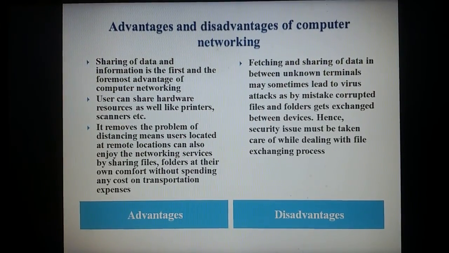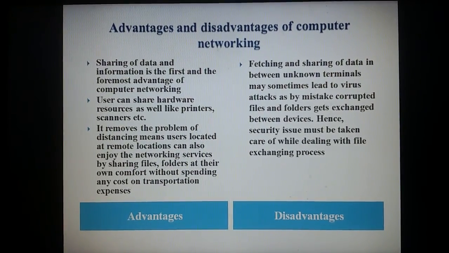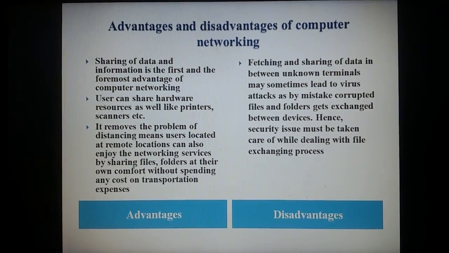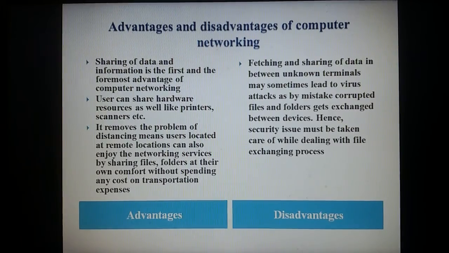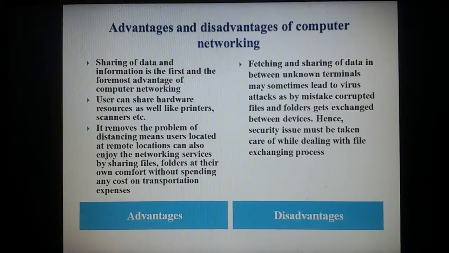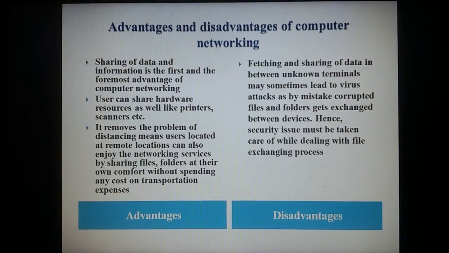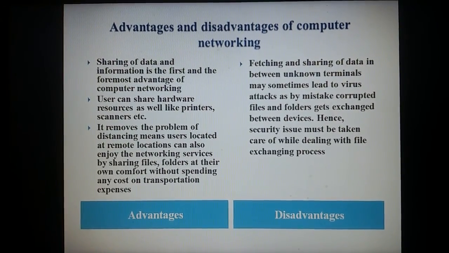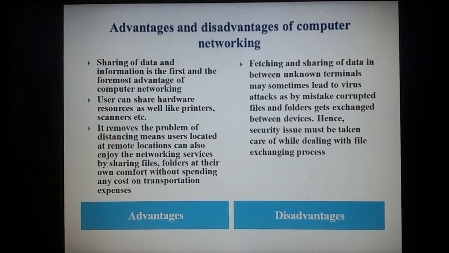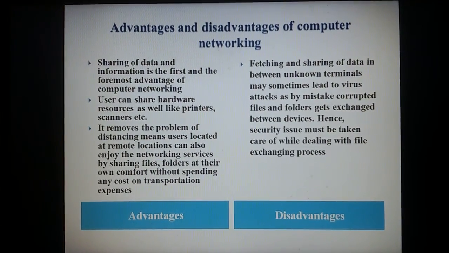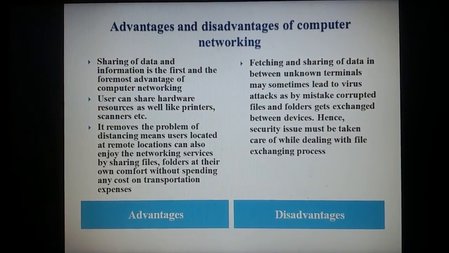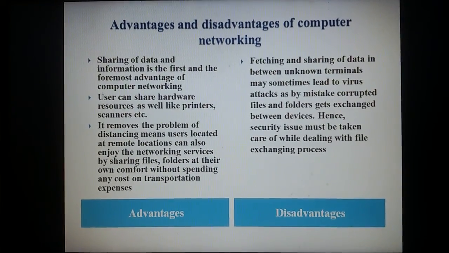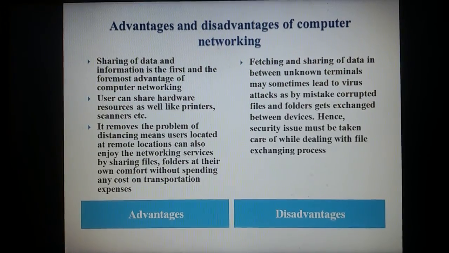Advantages and disadvantages of computer networking. Advantages. Sharing of data and information is the first and the foremost advantage of computer networking. Users can share hardware resources as well, like printers, scanners, etc. It removes the problem of distancing, meaning users located at remote locations can also enjoy the networking services by sharing files and folders at their own comfort without spending any cost on transportation expenses.